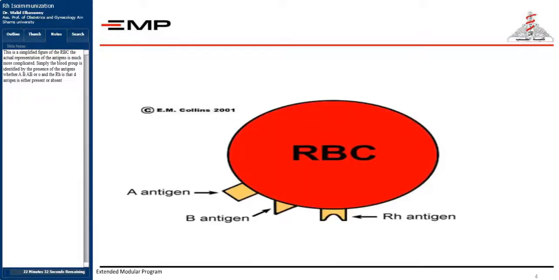This is a simplified figure of the red blood cell. The actual representation of the antigens is much more complicated. Simply, the blood group is identified by the presence of the antigens, whether it's A, B, AB, or O if no antigen is present on top of it. And the RH, in the simplified form, is just the D antigen. And we're going to explain later on what are the various forms of the antigens that could be present.